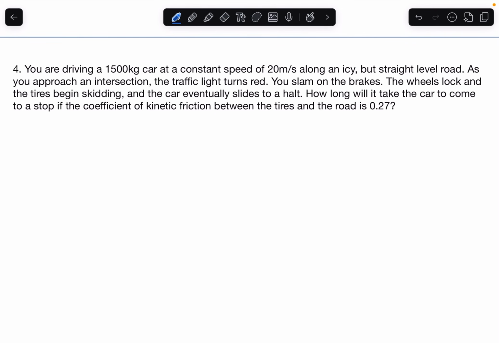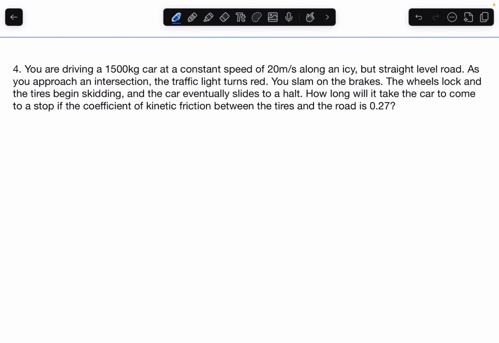Number 4. You are driving a 1,500 kilogram car at a constant speed of 20 meters per second along an icy but straight level road. As you approach an intersection, the traffic light turns red. You slam on the brakes, the wheels lock, and the tires begin skidding, and the car eventually slides to a halt. How long will it take the car to come to a stop if the coefficient of kinetic friction between the tires and the road is 0.27?